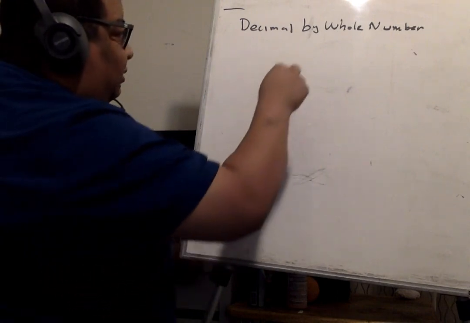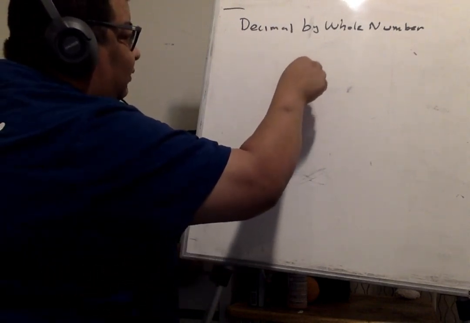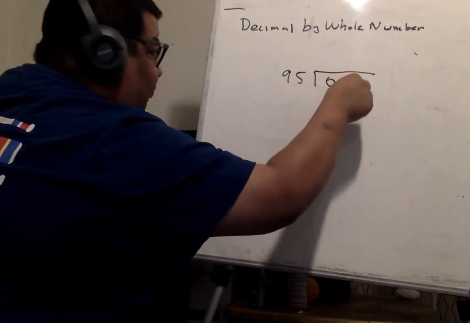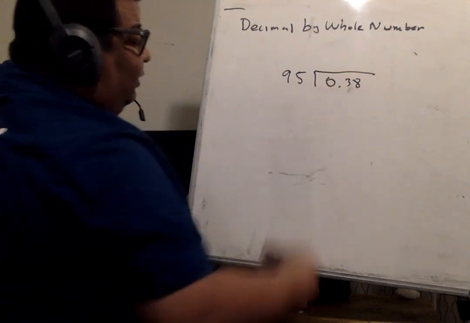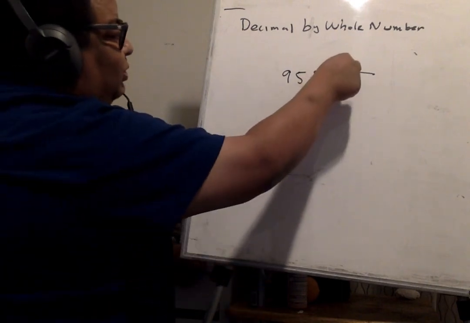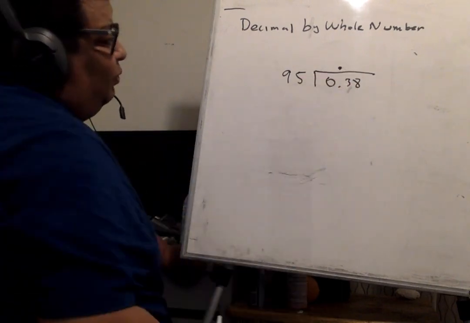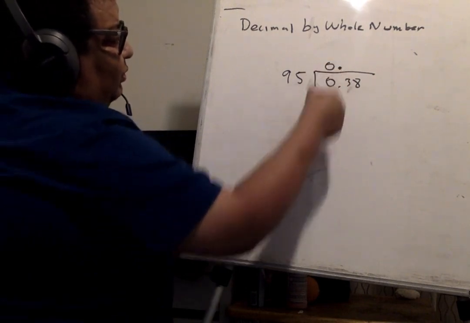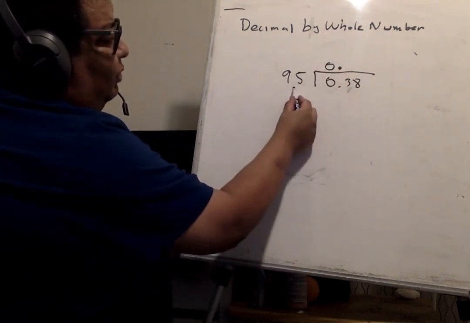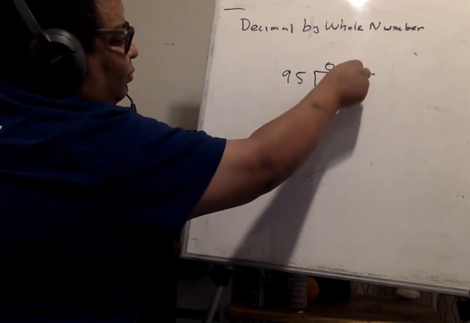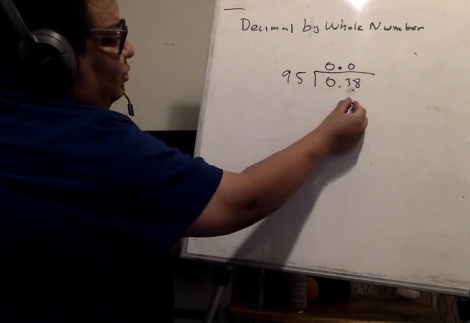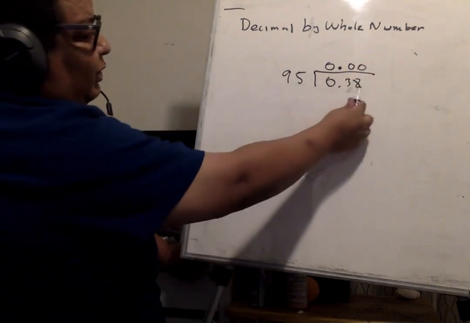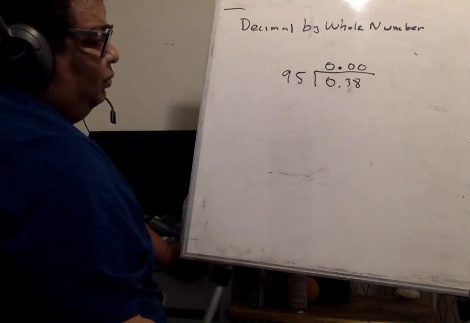Let's look at another example of the same kind. So 95 and then 0.38. Right, once again, first step, put the decimal point. Okay, does 95 go into 0? No, so put a 0. Now, 95 goes into 3? No, put a 0. 95 goes into 38? No, put a 0. Okay, so we're left without any more, so that's another technique we're gonna use.